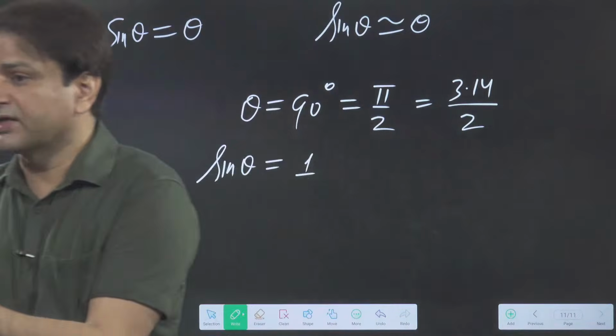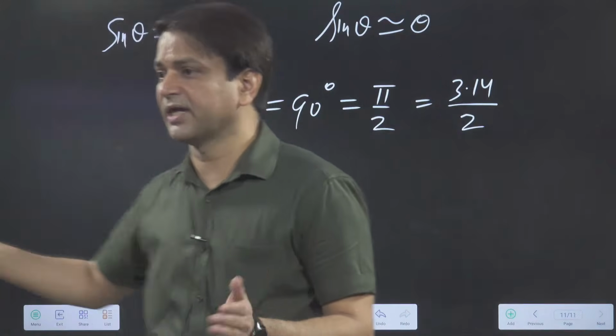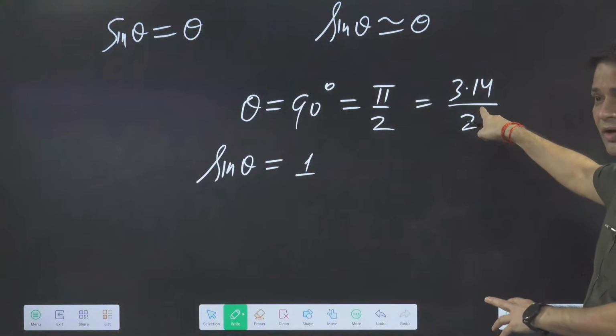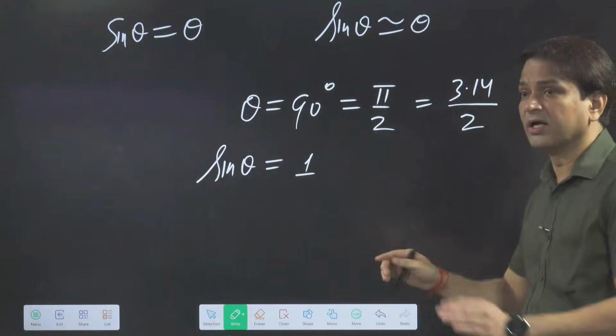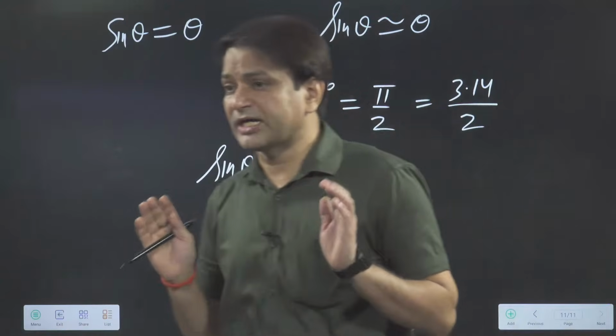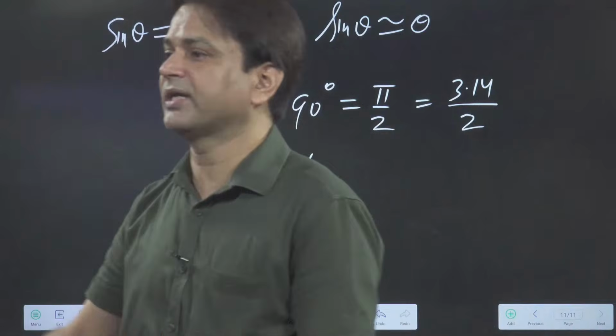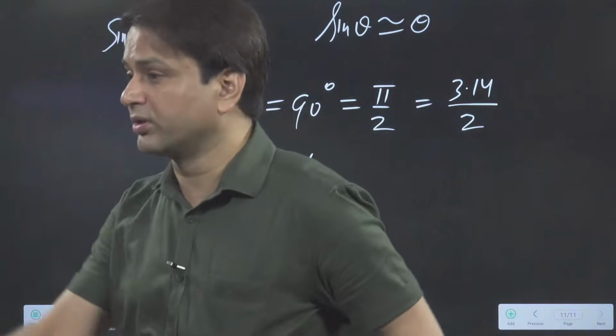Now you can see the difference is more between sine theta and theta. This theta is more than 1.5, and this is 1. Now the difference is there or not? So that's why I am saying when theta is small, then sine theta can be taken as theta. But in which unit will you put theta? Radian.